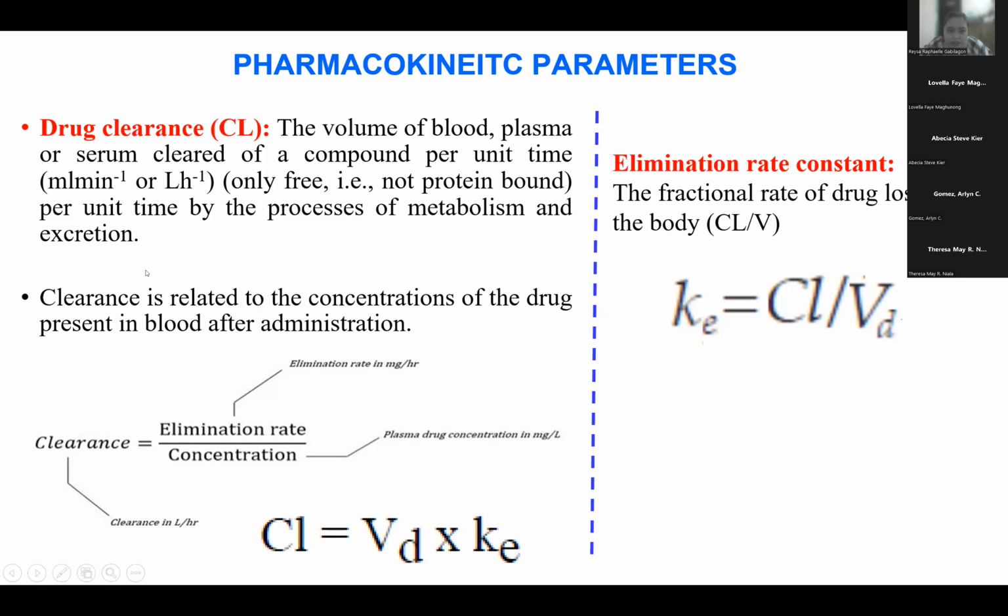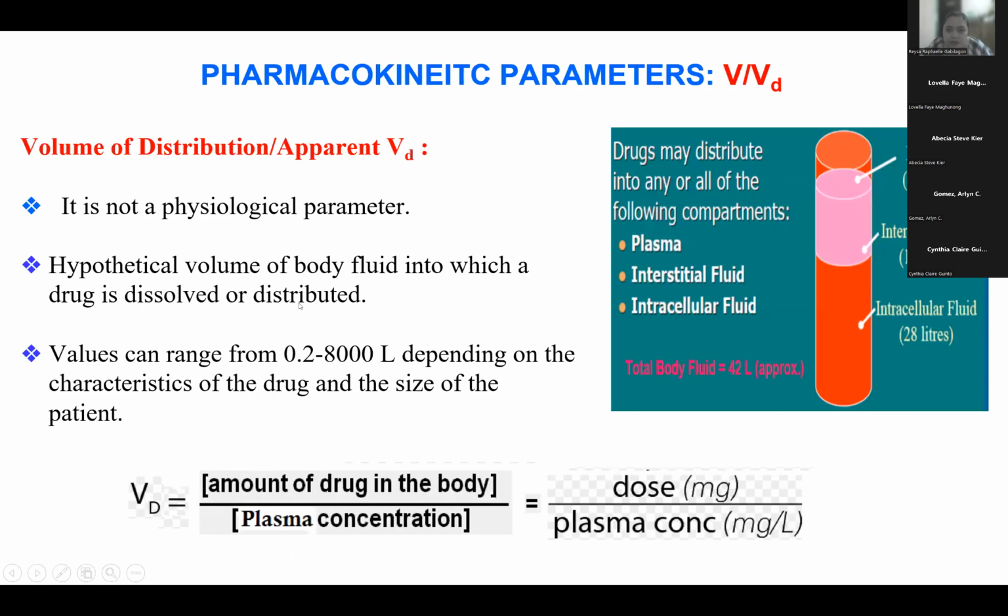Okay, or if that is not the given, we don't have the elimination rate or the concentration, yung wala, we can use the formula. Clearance is equal to the volume of distribution times the elimination rate constant. Okay? So, in computing for the KE, pwede natin syempre i-derive yung formula natin. Clearance is divided by the volume of distribution. So, what do you mean by volume of distribution?